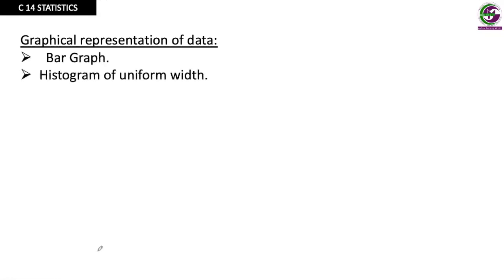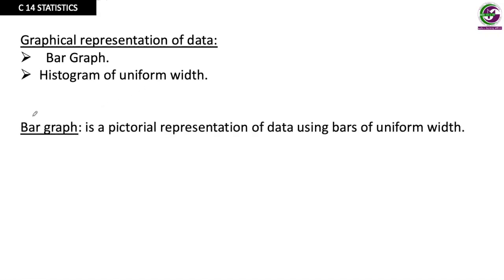Histograms themselves are of two types, one with uniform width and one with non-uniform width. Here we need to see only uniform width. So let us see one by one. A bar graph, as the name says, is represented using bars of equal width to represent the data. There will be space between each bar, and the bars will represent each item of the data. The height of the bar will give us the information about the frequency of each item.